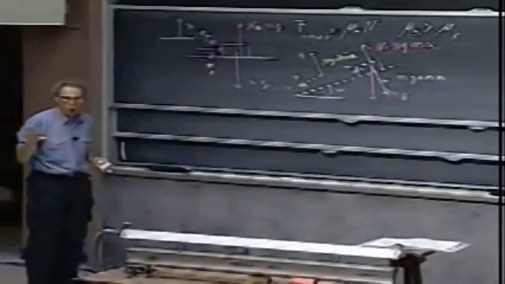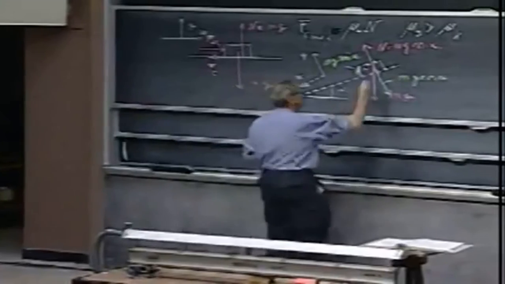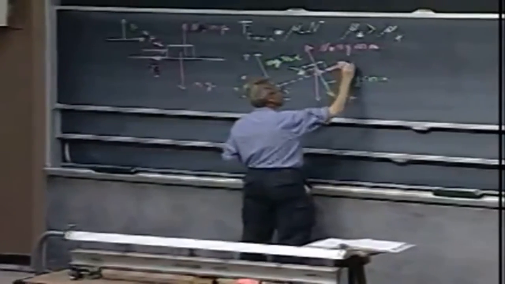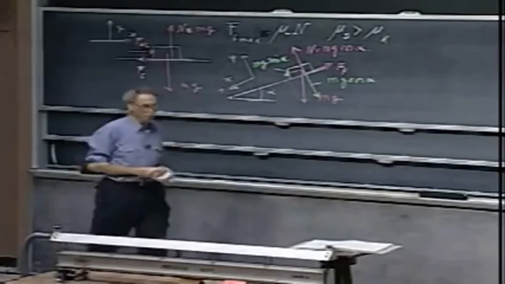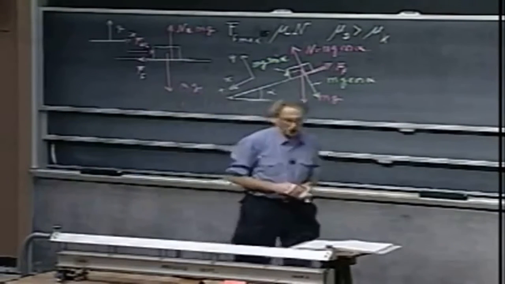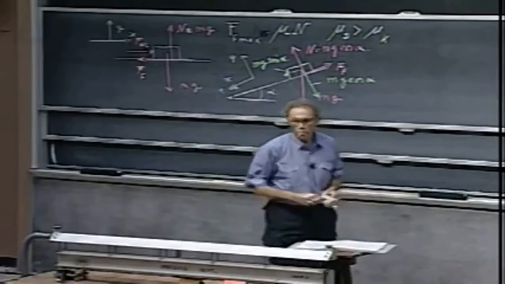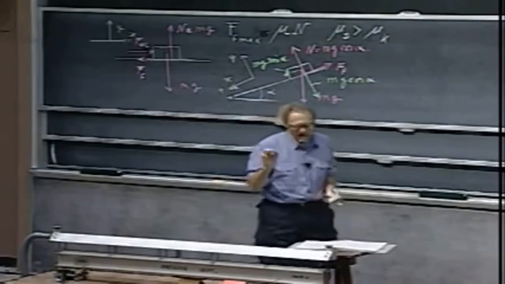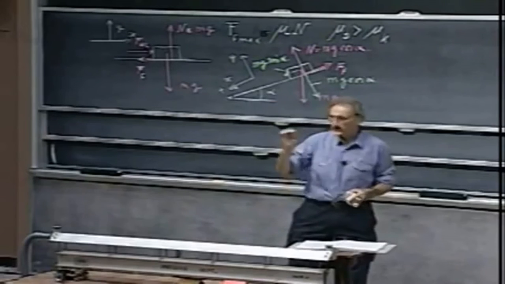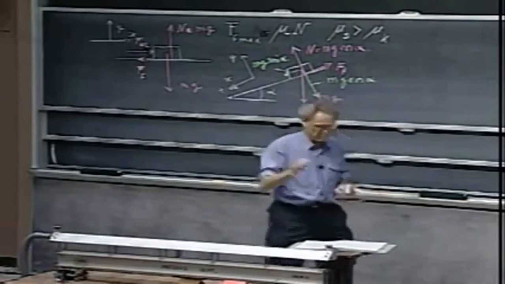Now this object wants to slide downhill. Friction prevents it from doing so. So there's going to be a frictional force in this direction. And as I increase the tilt, this frictional force will get larger and larger and larger, and then there comes a time that the object will start to slide. Let us evaluate that very moment, that it's just about to break loose.